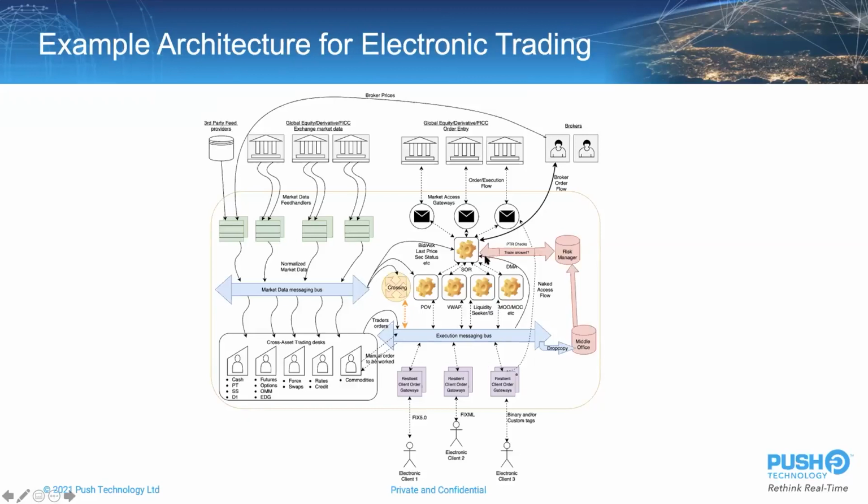There could even be something like a smart order router which decides where to send orders. And then the orders are sent back out through market access gateways back to the exchanges or brokers. And the loop is repeated, in the form of market data coming back down again.